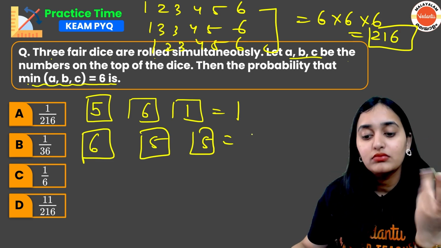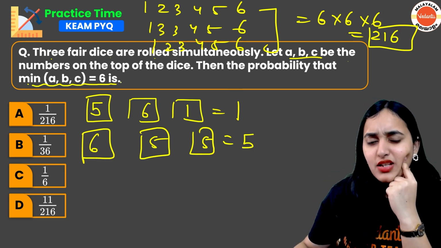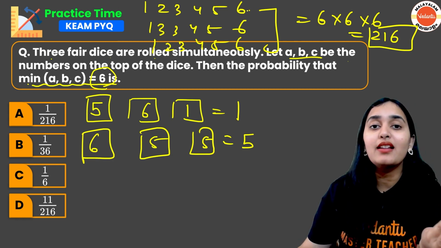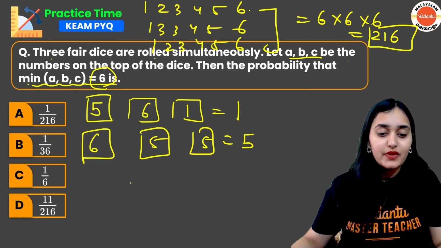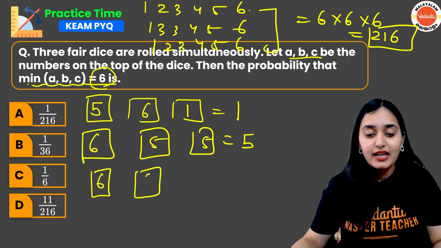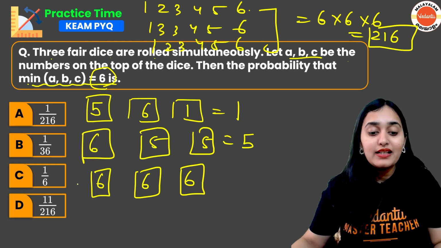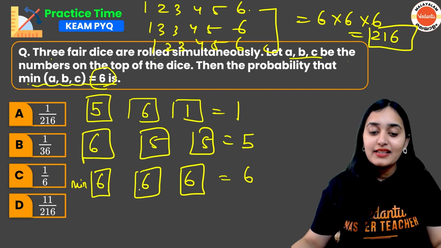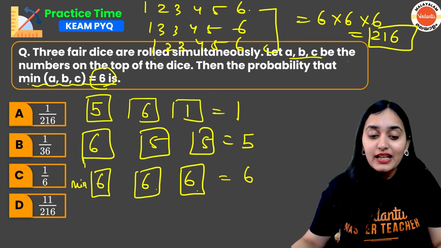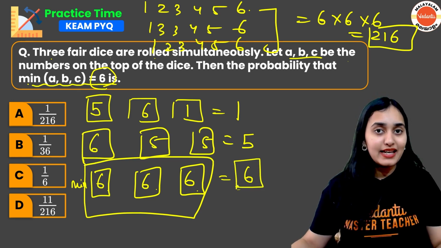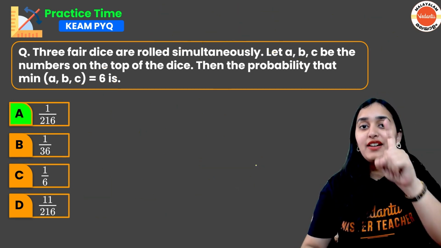Smallest value? 5. So, in what situation will you get the smallest value as 6? There is no number bigger than 6. There is no 7, 8, 9. So, there is only one outcome: 6, 6, 6. The minimum value is 6. There is no number smaller than 6 here. Only in this outcome do you get minimum value as 6. So, only one favorable outcome.